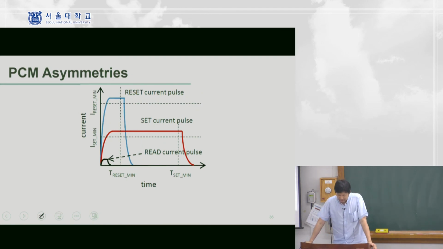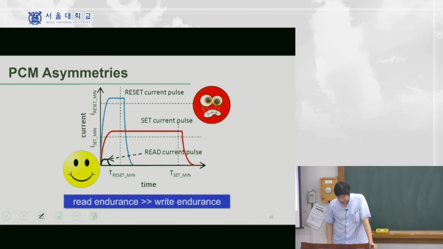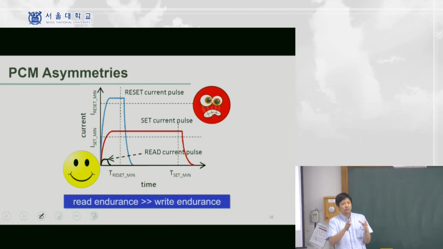PCM has asymmetries. For reset, you apply very high current for a short period of time. For set, you apply low current for a long period of time, and read takes a much shorter pulse. So write latency is much slower than read latency, because read only takes a small pulse of current, but write takes much longer because you need to heat up the device. So it takes longer to overwrite the value, but read is much faster. Read power is likewise much less than write power, and read endurance is much greater than write endurance. Endurance means how many times you can write a value to the device.